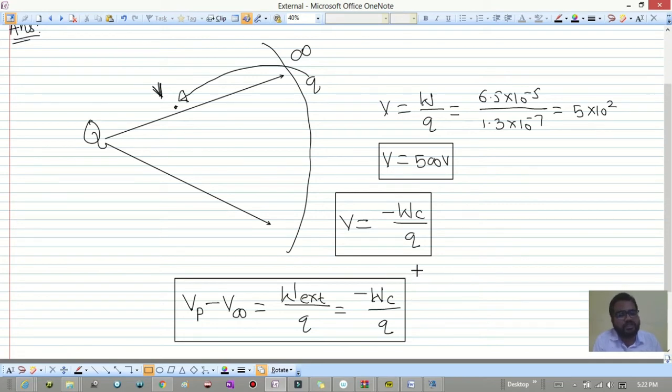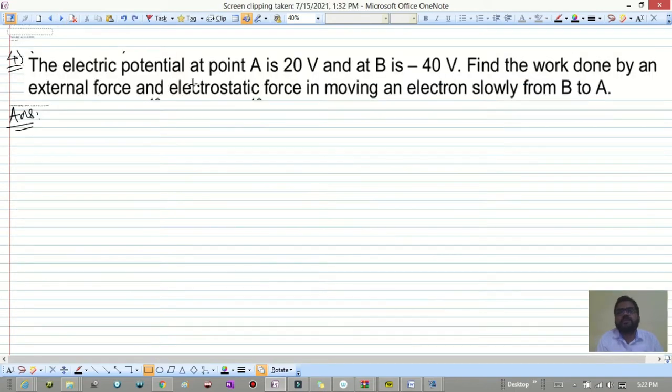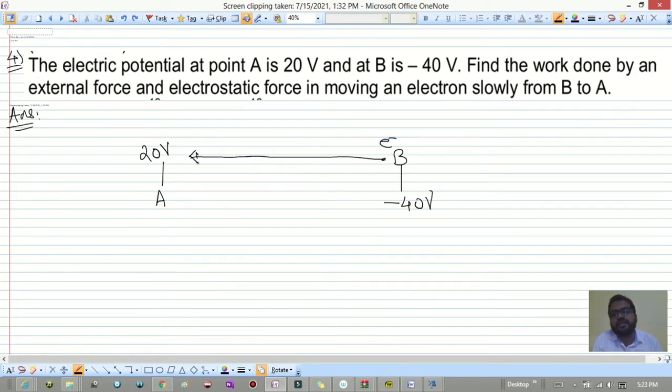related to potential difference. Okay, so the next problem we have: the electric potential at point A is 20 volt and at point B is minus 40 volt. Find the work done by an external force, and by the electrostatic force, in moving an electron slowly from B to A. So we have to move the electron from B towards A.